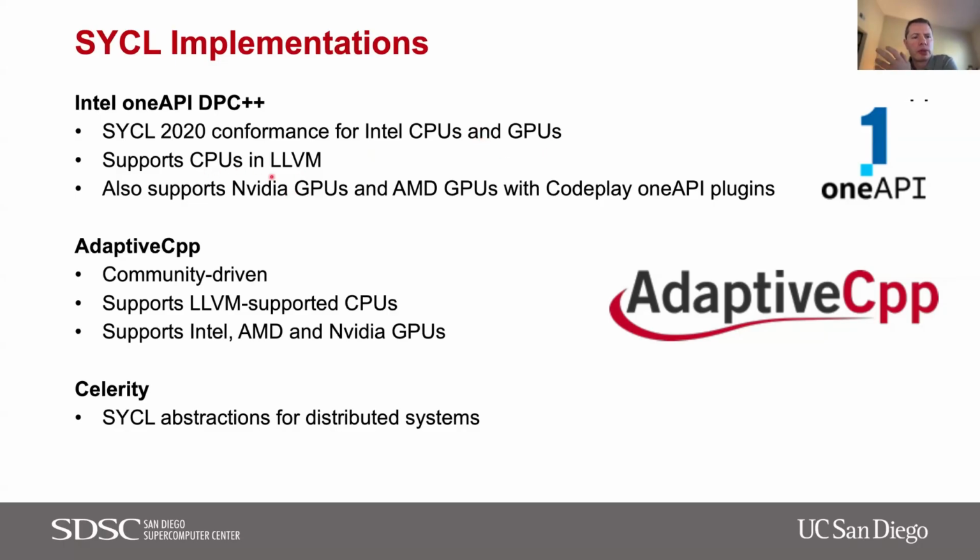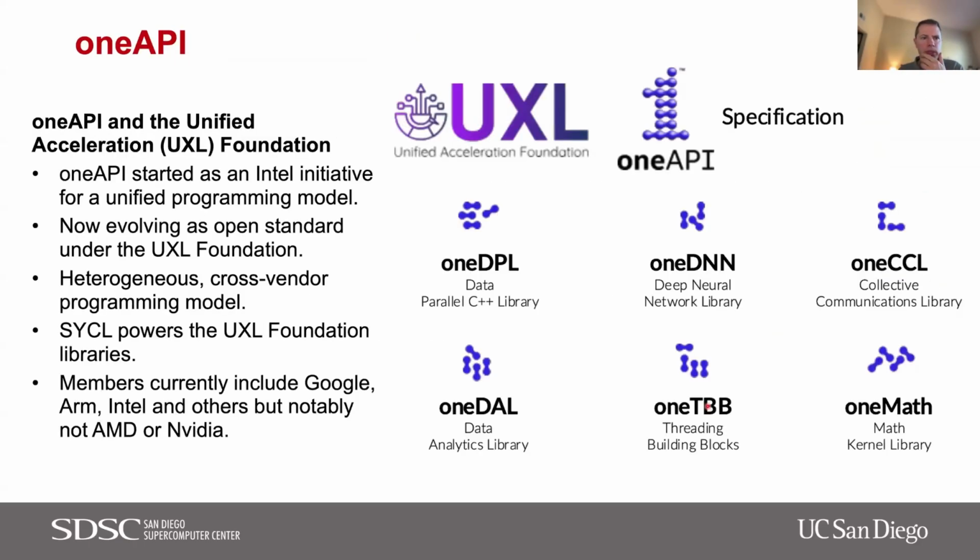It supports, of course, also CPUs via LLVM. And so it's an LLVM-based compiler infrastructure. And it supports NVIDIA GPUs and AMD GPUs with the CodePlay oneAPI plugins that then target basically CUDA and ROCm. And Adaptive CPP is more community-driven. It's also LLVM-based. It supports LLVM-supported CPUs and Intel, AMD, and NVIDIA GPUs. And then there is Celerity, which has SYCL abstractions for distributed systems. I cannot tell much about this because I'm not familiar, but just for you to know that this is out there.